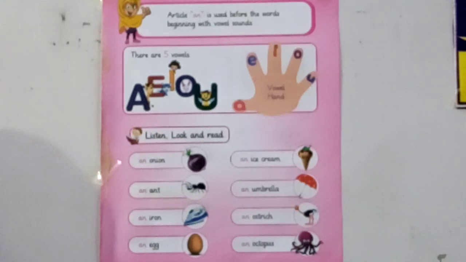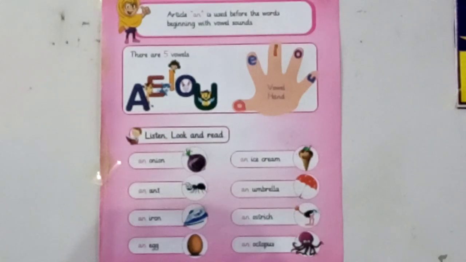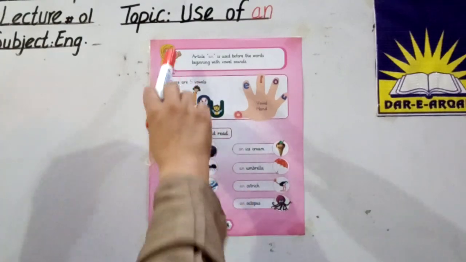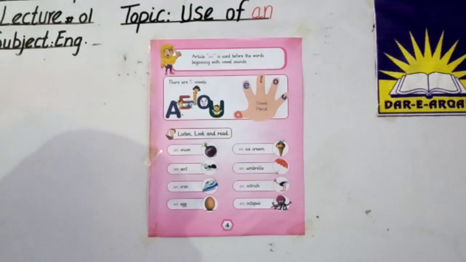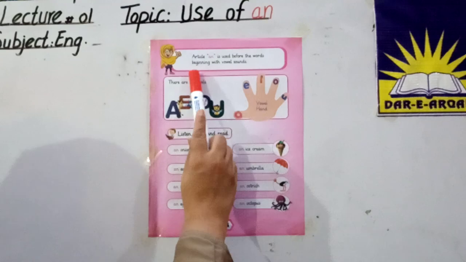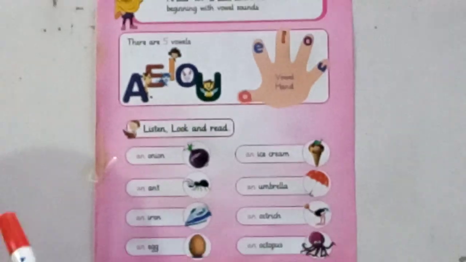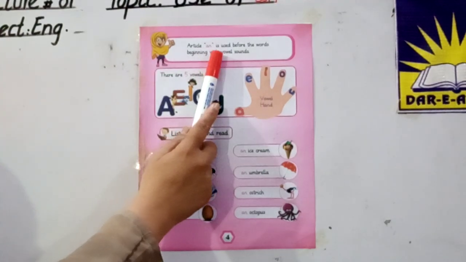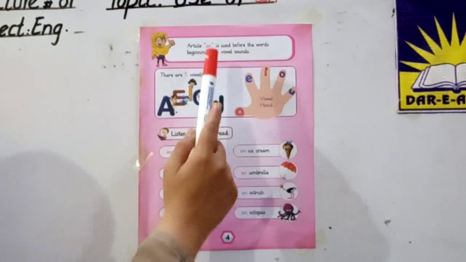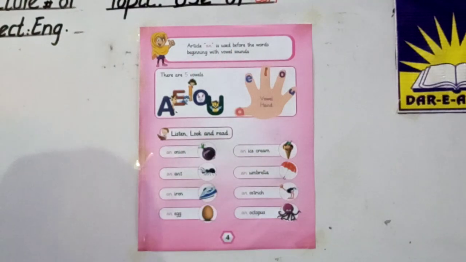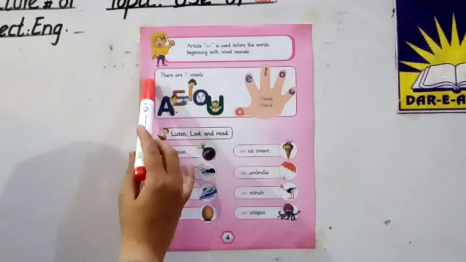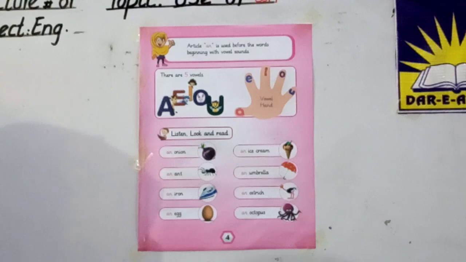Now students, look at the board. Here I paste up page number 4. And the topic of this page is use of an. Article an is used before the words beginning with the vowel sounds. There are 5 vowels.